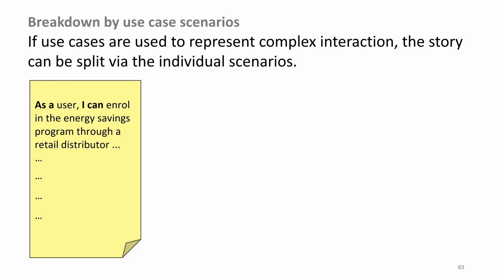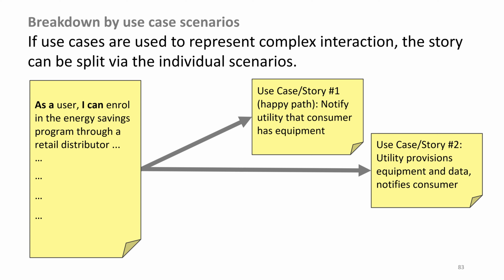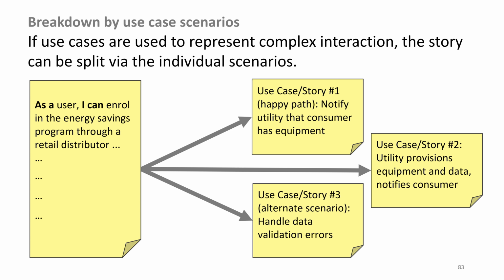As a user, I can enroll in the energy savings program through a retail distributor. Use case story number 1. Happy path. Notify utility that consumer has equipment. Use case story number 2. Utility provisions equipment and data, notifies consumer. Use case story number 3. Alternate scenario. Handle data validation errors.